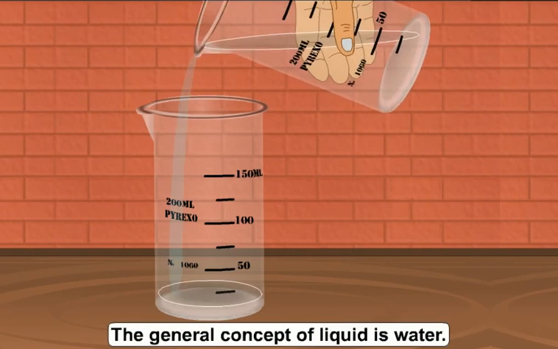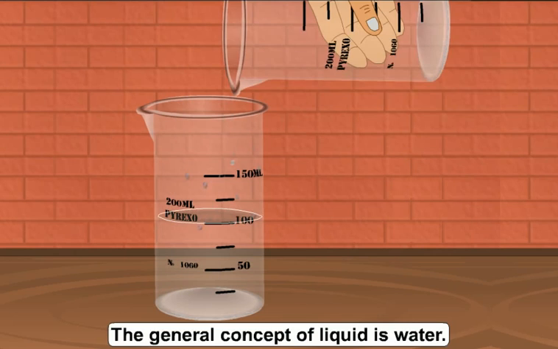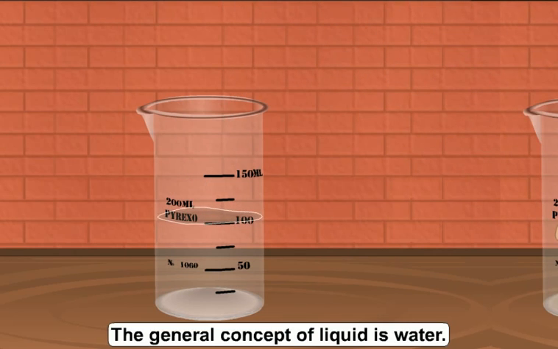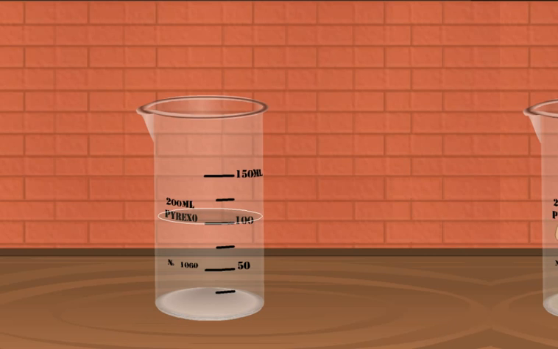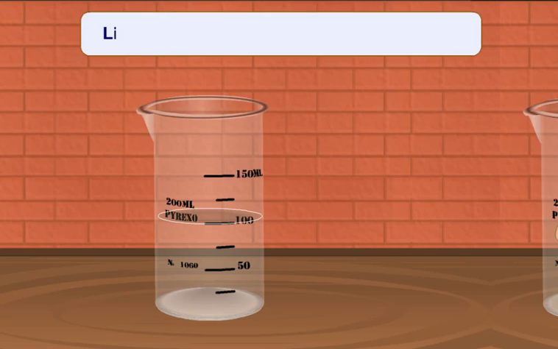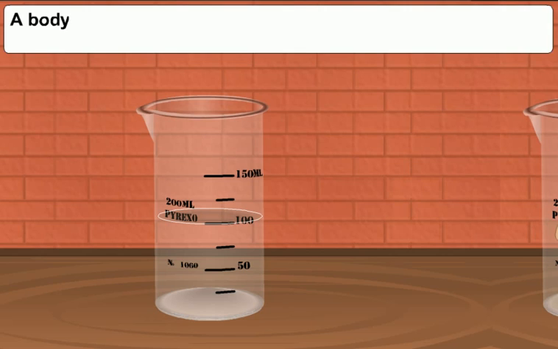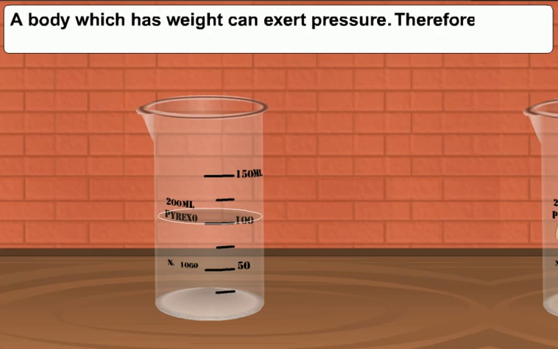The general concept of liquid is water, but there are many examples of liquid. It is a state of matter. Students, since matter occupies space and has weight, liquid also occupies space and has weight. A body which has weight can exert pressure. Therefore, liquids can also exert pressure.